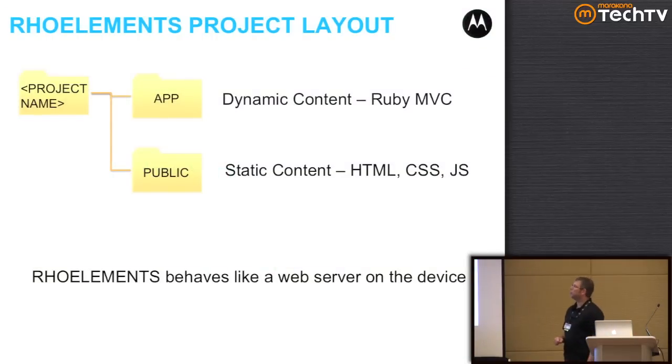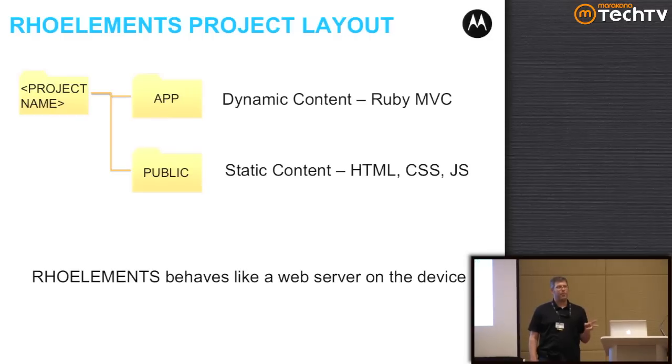First, let's take a look at a RhoElements project layout. If you were in Rob Galvin's earlier presentation, he went over this a little bit. I don't want to redo too much of what Rob did, but I want to make sure everyone has a level set of what we're dealing with. In a RhoElements project, underneath the project name, you have two primary folders that are important for you to know about when you're porting your web application.